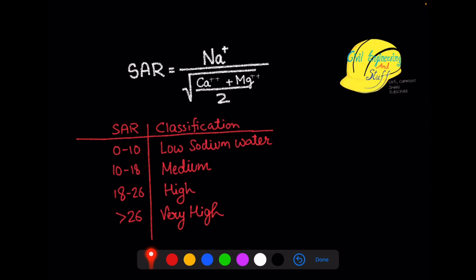Now again we have certain ranges for SAR value. So if we have 0 to 10, then we have low sodium water and can be used for the irrigation purposes. 10 to 18 and 18 to 26 are categorized as medium and high SAR concentration respectively, and generally treatment is required.